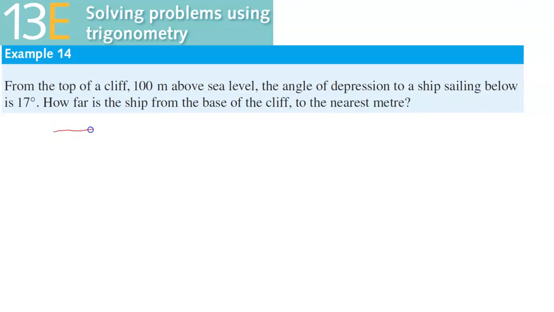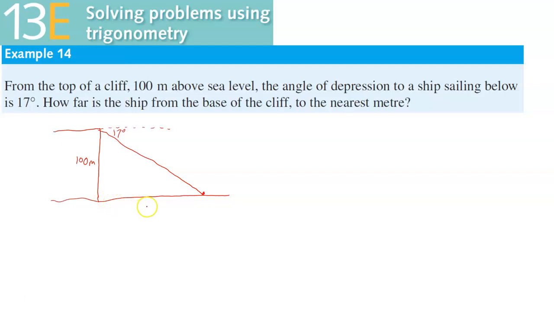So we have a cliff and the sea. The cliff is 100 meters tall. A person, we imagine their eye is on the corner of the cliff, not a little bit higher, looks down at a ship, and the angle of depression measured from the horizontal is 17 degrees. I want to know how far the ship is from the base of the cliff, so I want this distance.